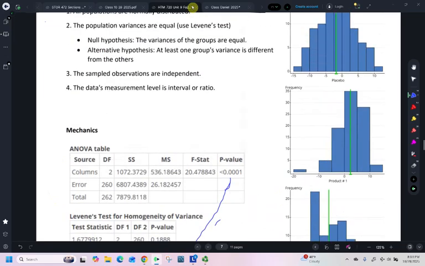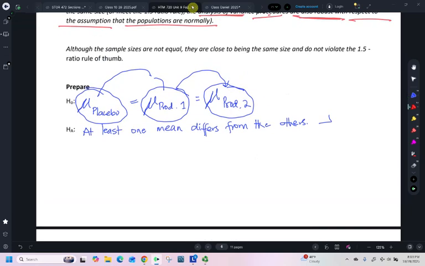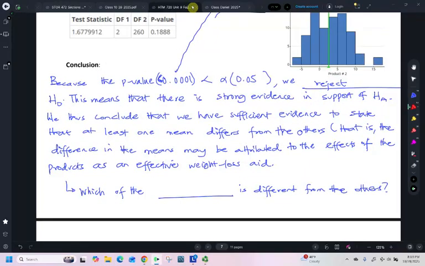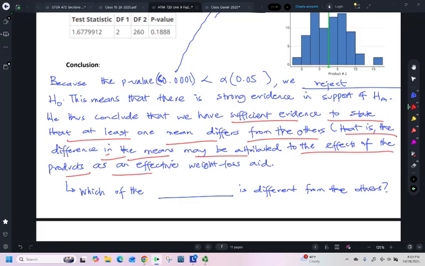Let's go back to what that means. If we reject the null hypothesis, that means we are concluding in favor of the alternative, that at least one of the means differs from the others. If one of the means differs from the others, it means that we have sufficient evidence in the sample data to conclude that at least one mean differs from the others. That is, the difference in the means may be attributed to the effects of the products as an effective weight loss aid.